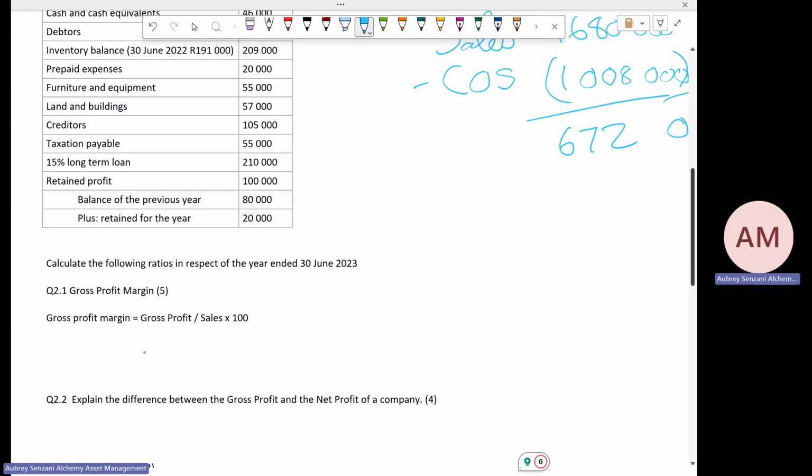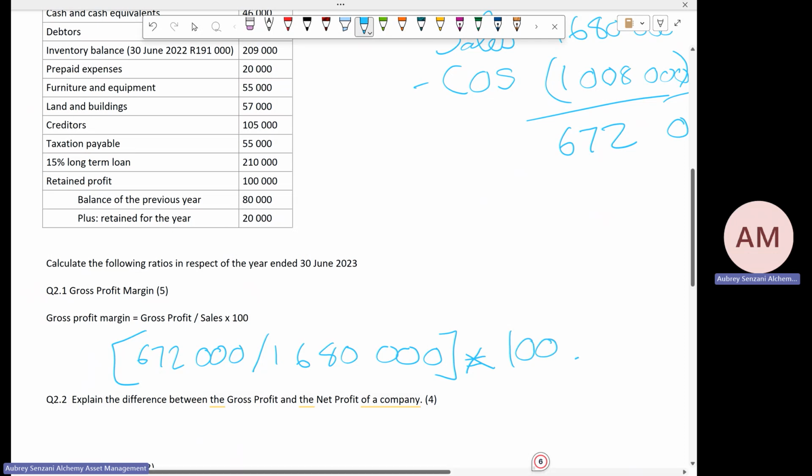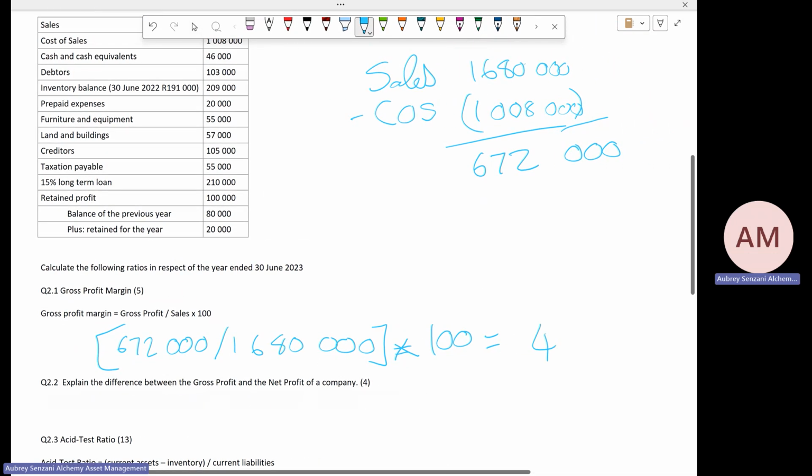And so obviously gross profit divided by sales, 672,000 divided by our sales of 1,680,000 gives you what? And then times 100, sorry, after that. Times 100 gives you what? 40%. 40% is our answer there.